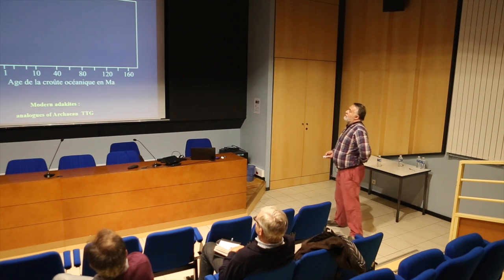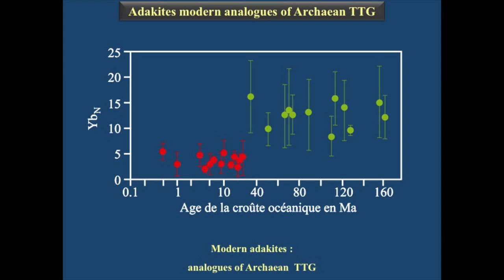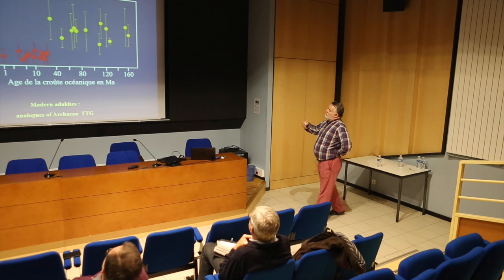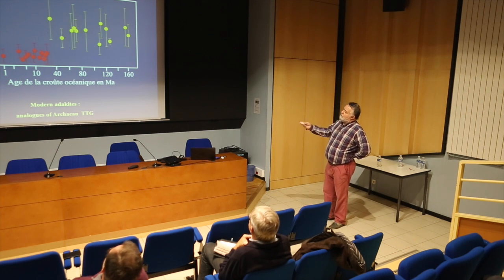And if we plot in this diagram the content of magma in heavy rare earths, and here the age of the oceanic crust when it enters subduction: when the subducted crust is younger than 30 million years, the ytterbium content is low and consistent with melting of subducted basalt. And when the crust is old, the ytterbium content is very high and consistent with melting of the mantle wedge. So it seems that what we have seen in Patagonia can be generalized to all the adakites and all the calc-alkaline magma in the world today.